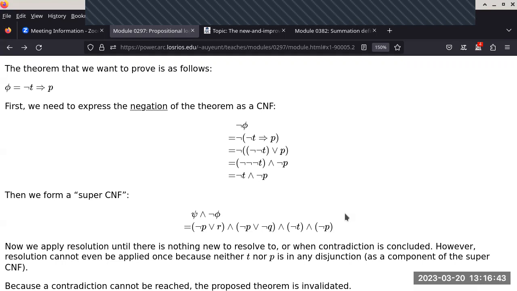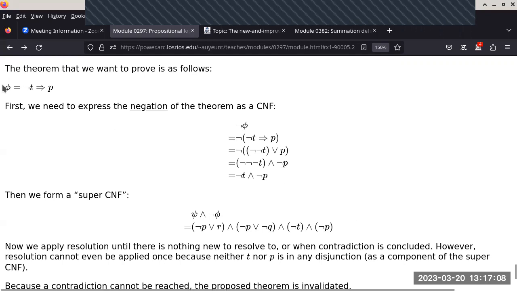Then we look at the second term. We already know that not P cannot find a P to pair up with it. So we look at not Q and ask, can we find a Q that is not negated? No, we cannot. So when you apply that logic to the entire thing, there is not a single step of resolution that you can apply, which means the proposed theorem is not a theorem.